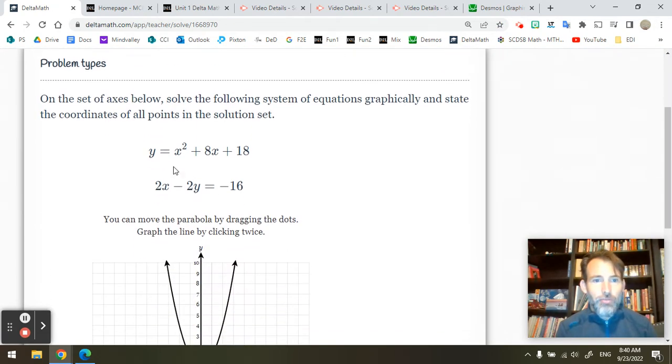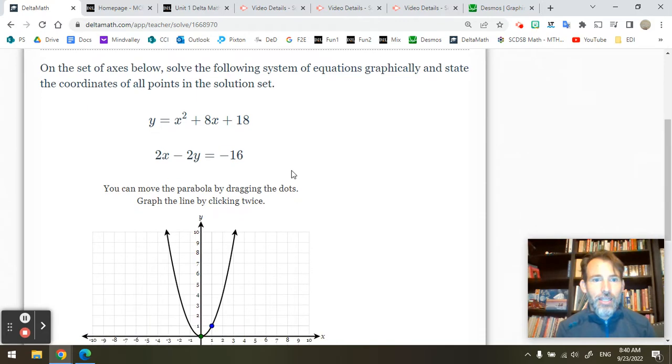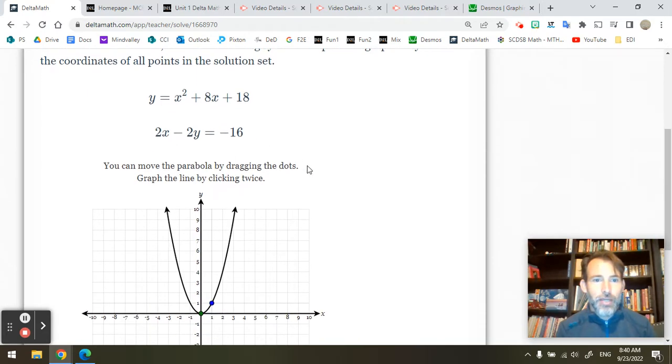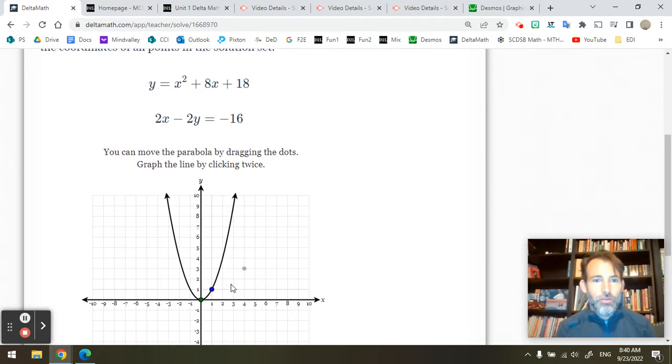So we want to graph y equals x squared plus 8x plus 18 and 2x minus 2y equals minus 16. So we're going to drag the dots and move this parabola around. Whoosh! How are we going to do that? Well, can it factor? So you might check, can I factor this and figure out where the roots are? And that would tell me where to put it. Multiplies to 18 and adds to 8. Nah, can't do it, can't factor. So let's complete the square to find out where the vertex is.